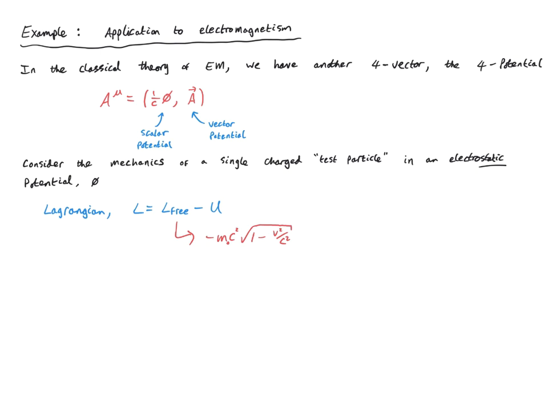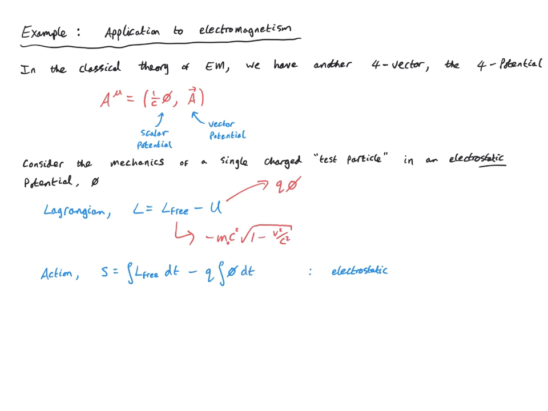And if we have a charged particle in an electrostatic potential, then this potential u here is simply the charge q times the potential phi. The action, therefore, is the integral of the Lagrangian dt, and we'd obtain this expression. Importantly, in the second term here, we see minus q, the integral of phi dt.